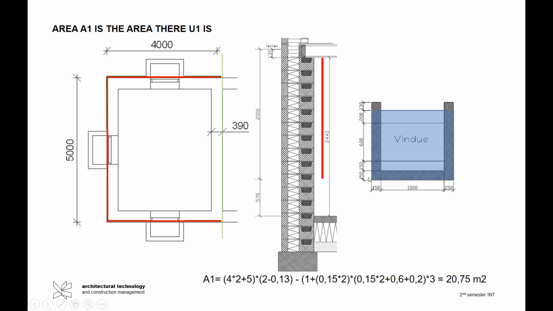Then I times it by the height of the light shaft, which is these 2 added together plus this length plus this part up here, 0.2. And then I have 3 of the light shafts. 1, 2, 3. So I times it by 3. And this gives 20.75 square meters. So that's A1.